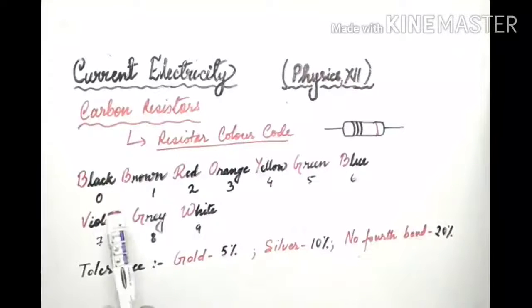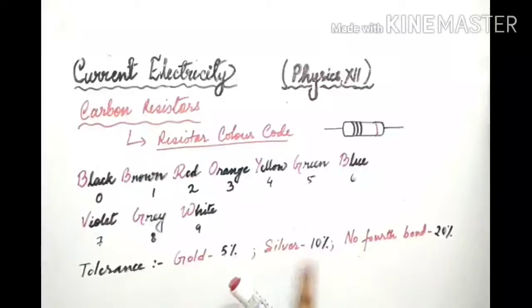It starts with black, then brown, then red, orange, yellow, green, blue, violet, gray and white. So from the darker part of the spectrum to the lighter part, and you can see it starts from 0. The color code for 0 is black. The color code for 1 is brown. So you have to remember this serial order. And tolerance, if this fourth band is of golden color, then tolerance is 5%.